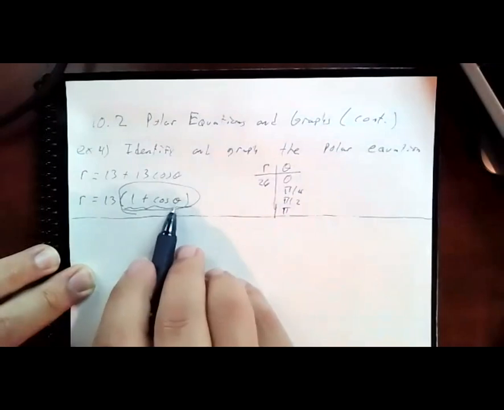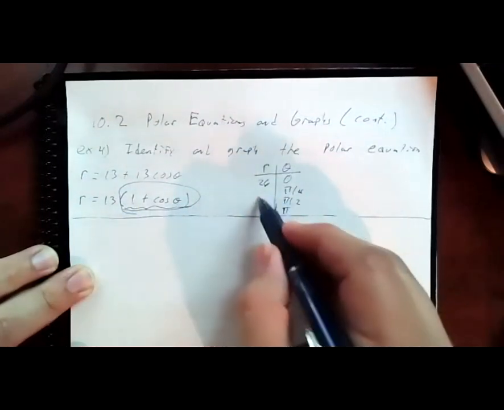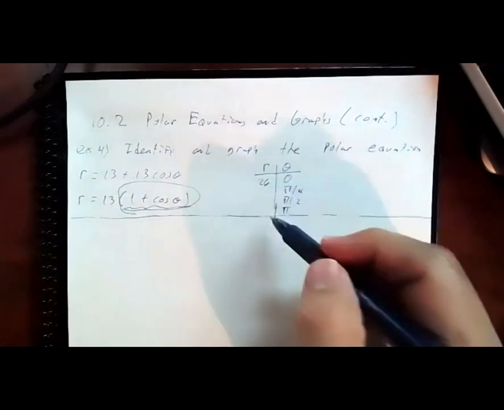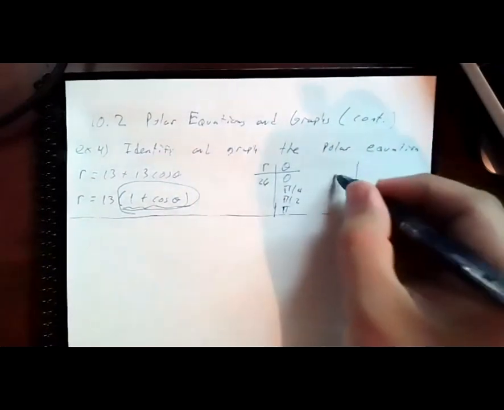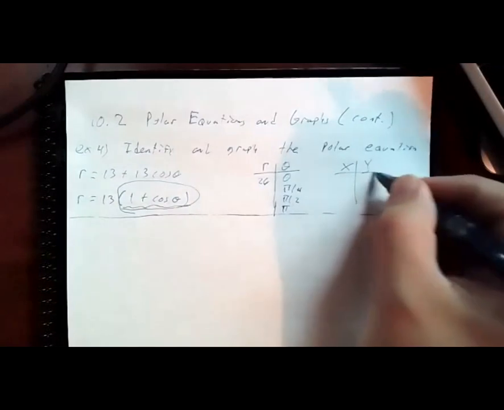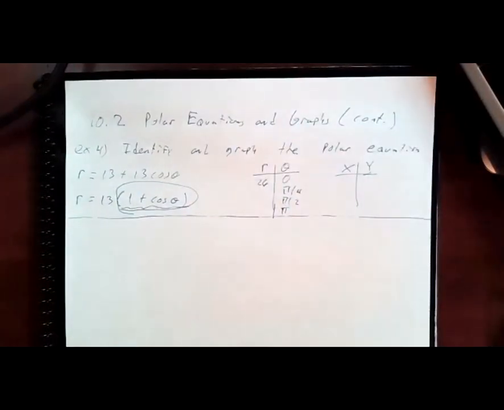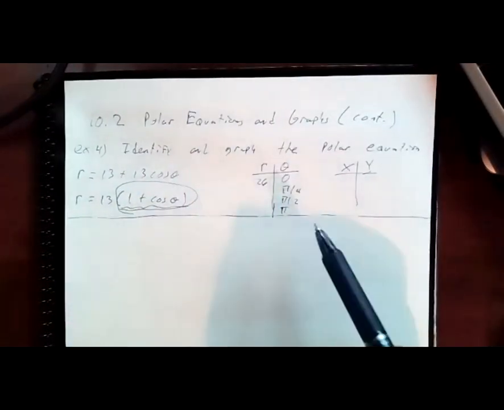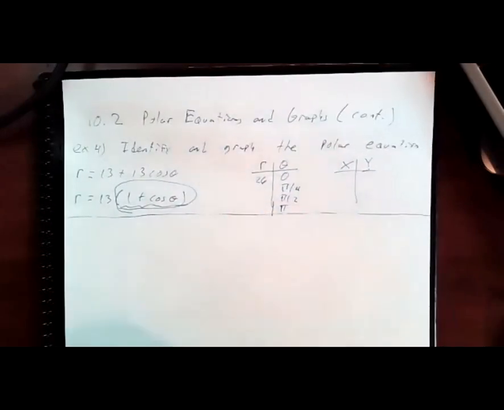And then you plug in pi over 4, that'd be square root 2 over 2 plus 1 times 13. You get some nasty number. So you just plot it like you used to do on a regular x and y graph. So it's the same thing. It's just that you're plugging in angles instead of x values. Okay, let's look at the next one.